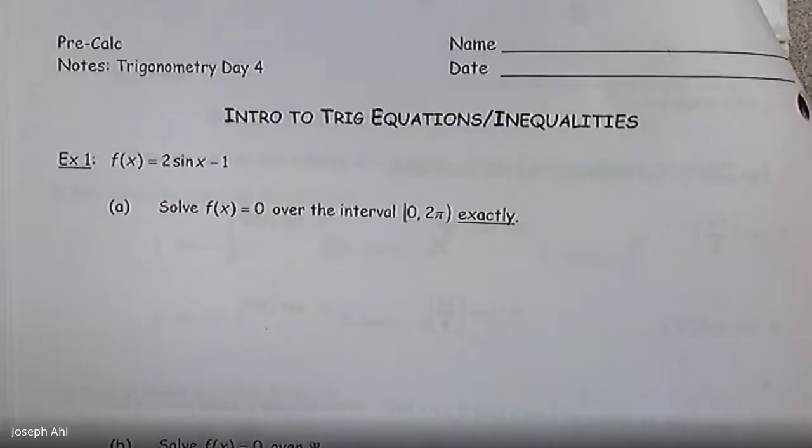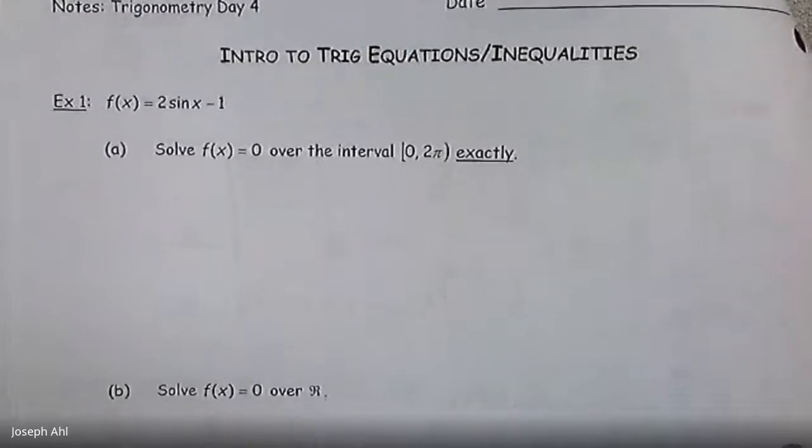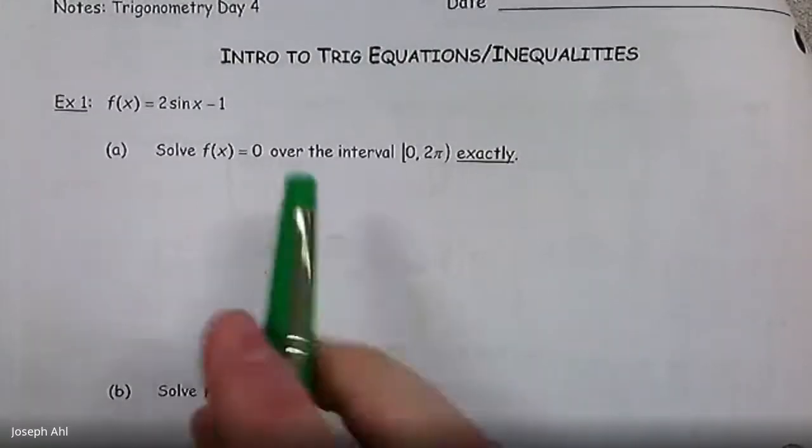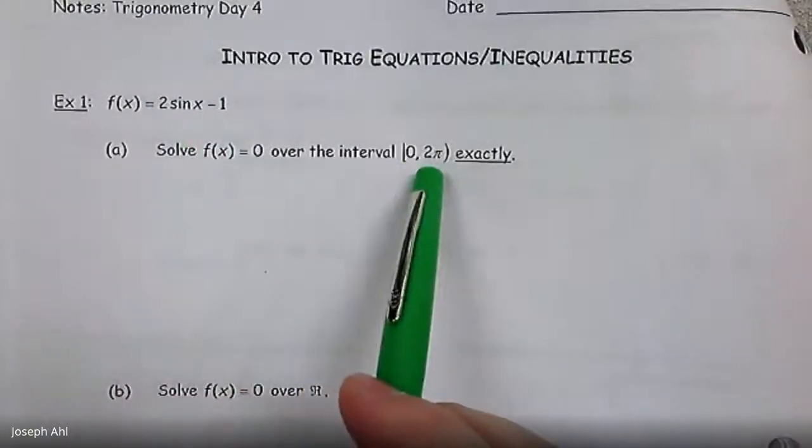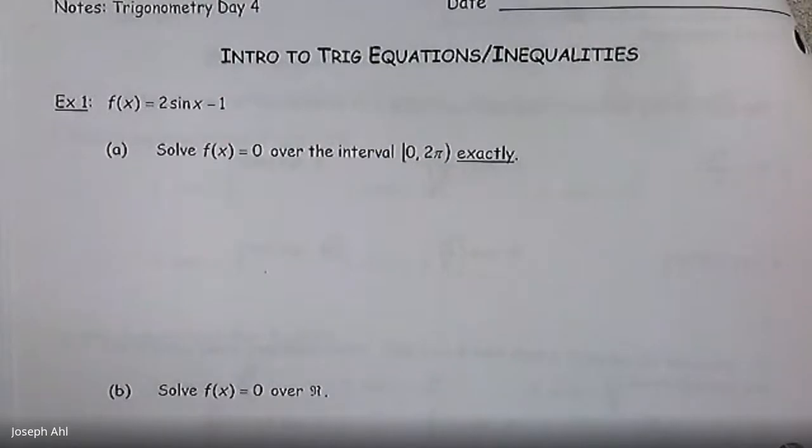So if you turn to page 6 in your packet, we're going to get started on how we solve trig equations and then some inequalities that go with them. You'll see the very first example at the top: given the function f of x equals 2 sine x minus 1, we want to solve when f of x equals 0. So essentially we're going to set this to 0 and solve, over the interval from 0 to 2 pi exactly.